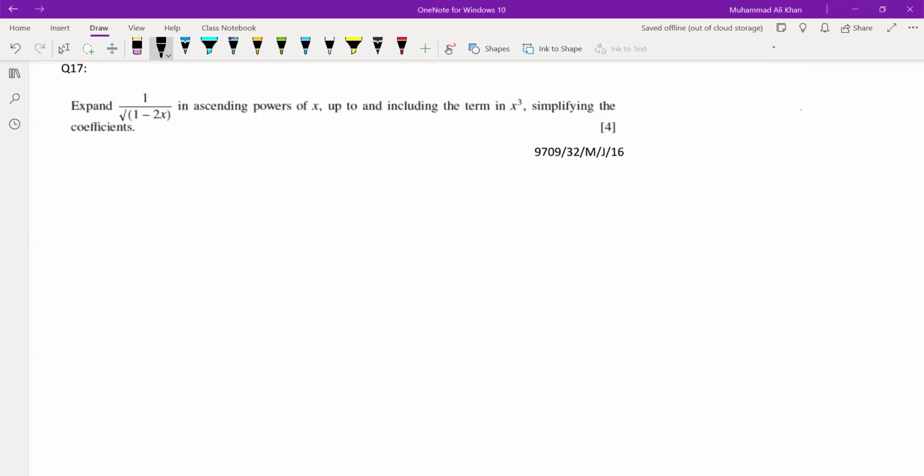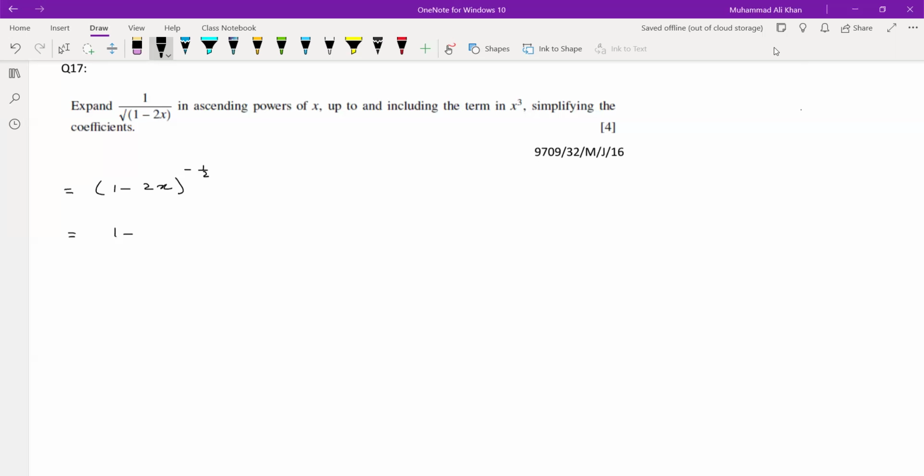Okay, students, question number 17 from the Algebra past paper. It is of May, June 16, and it's a question of binomial, right? We have to expand up to x cube of the given fraction. So first of all, we took it to the numerator. It will be (1 minus 2x) whole power minus 1 upon 2. And now we have to expand up to x cube.